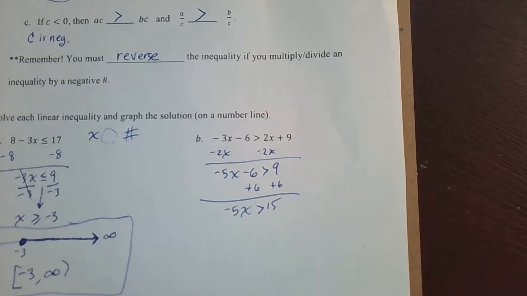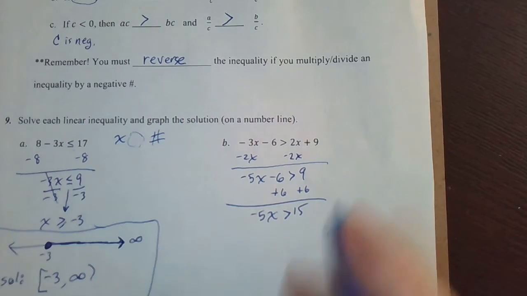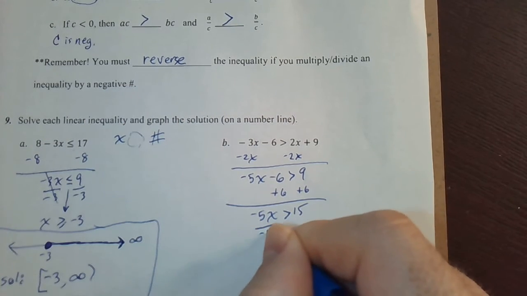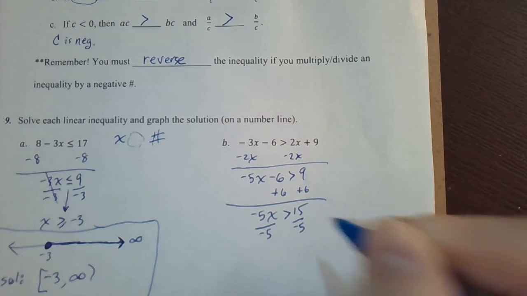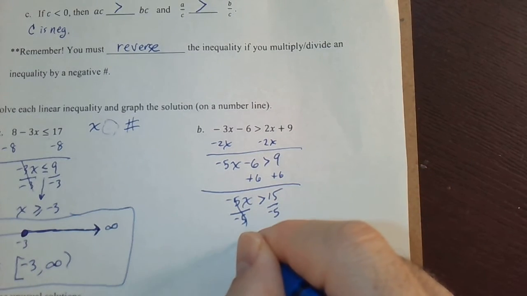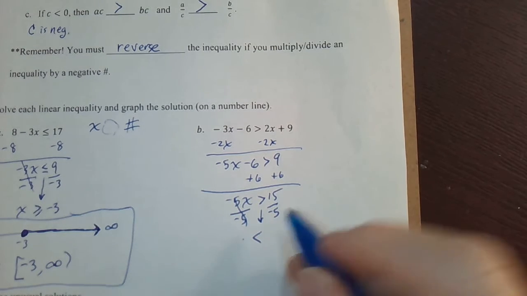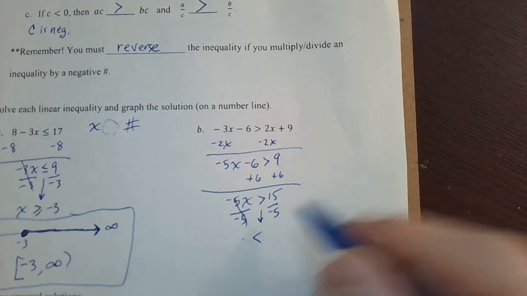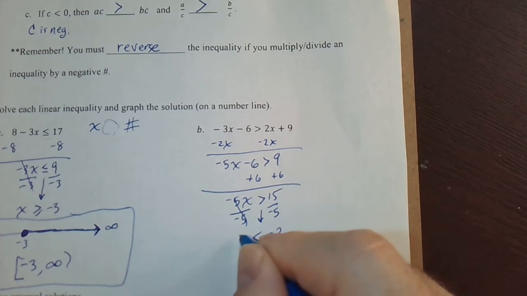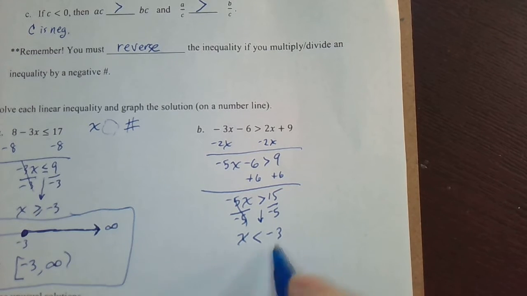And once again, we've got to remember this reminder here. You must reverse the inequality when you multiply or divide by a negative number, in this case, negative 5. Cancels. And reminder that we had to reverse it because we divided by negative 5. So that'd be a negative 3 there and an x there. So this is the solution.